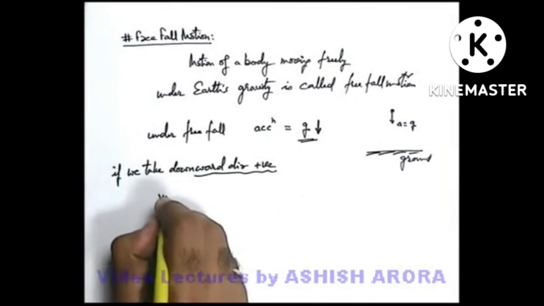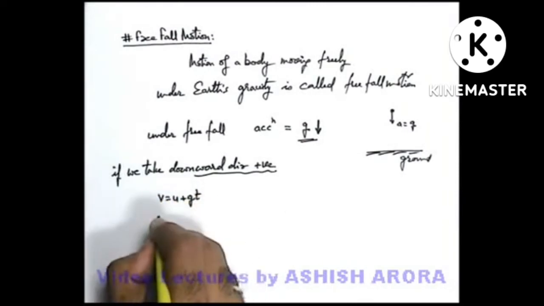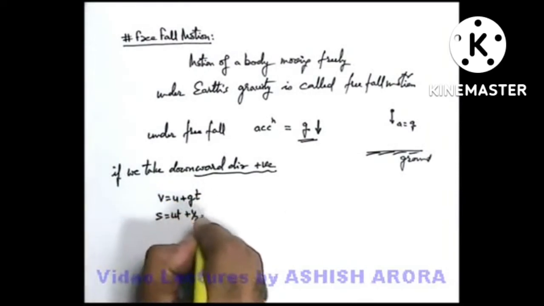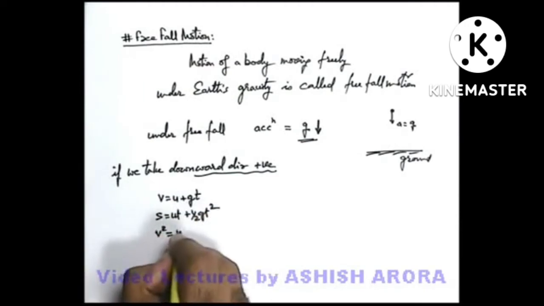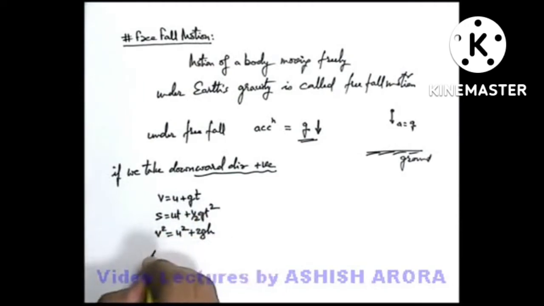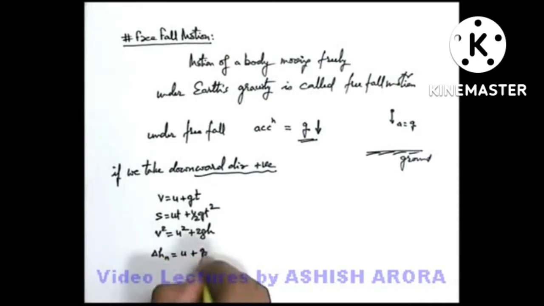So the speed equations can be written as v equals u plus gt, s equals ut plus half gt square, v square equals u square plus 2gh, and delta h, the distance traveled or height covered in the nth second, can be written as u plus g by 2 into 2n minus 1.